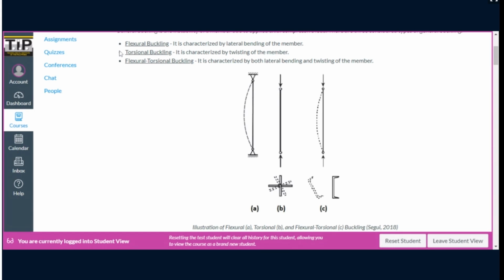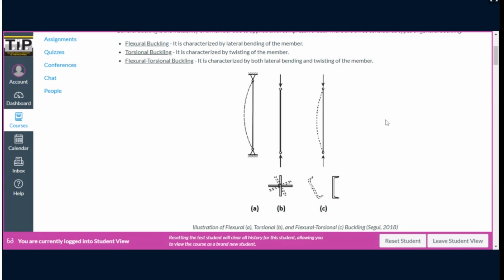And then the last one is pretty much the combination of these two buckling modes. That's what we call flexural torsional buckling. It is characterized by both lateral bending and twisting of the member. So it deflects, and if it only deflected, the section here would remain upright like this one. However, some twisting is also evident here, so that's why we classify this particular buckling as flexural torsional buckling.